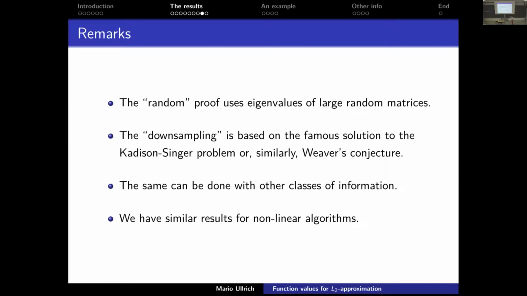So two more remarks. The same can be done with other classes of information. If I have time, I will discuss that very shortly. And the last comment here, we have similar results for nonlinear algorithms.